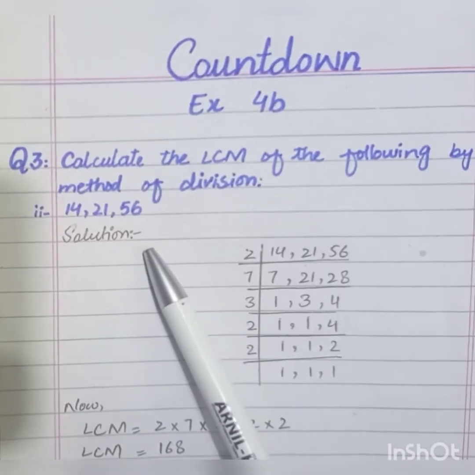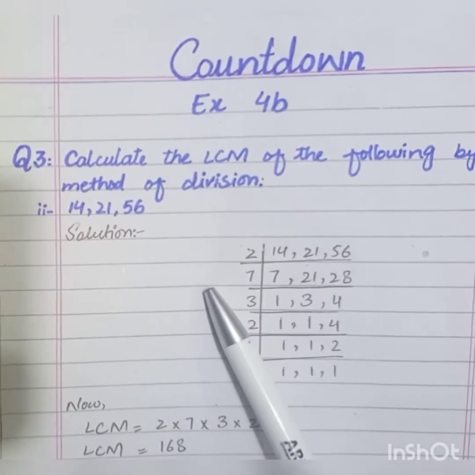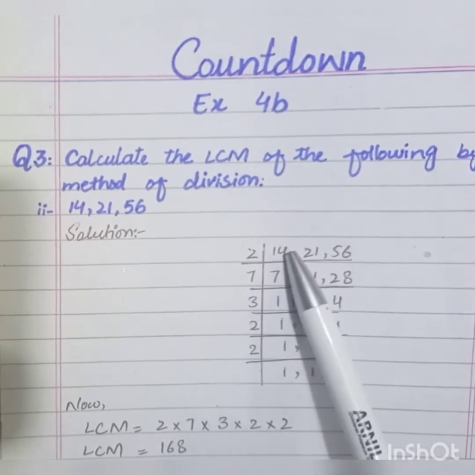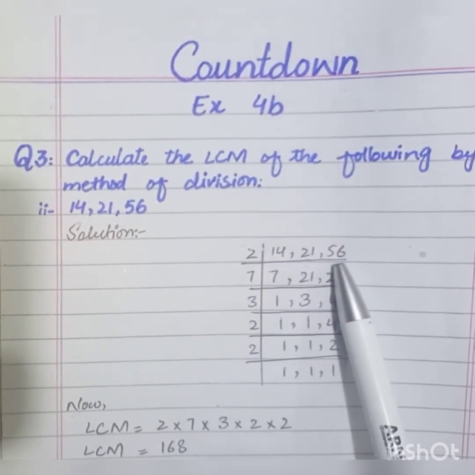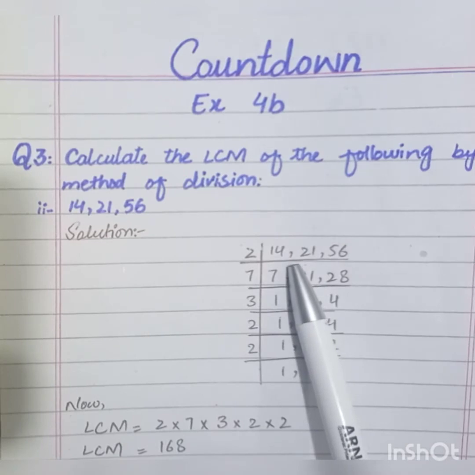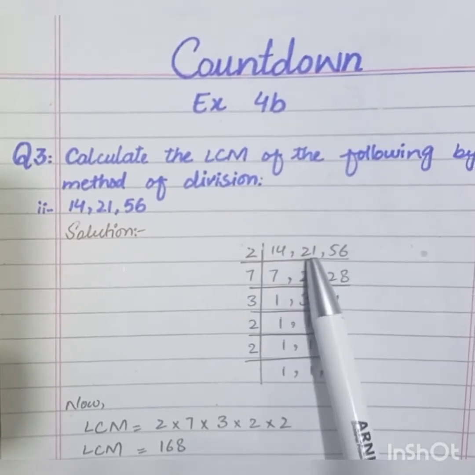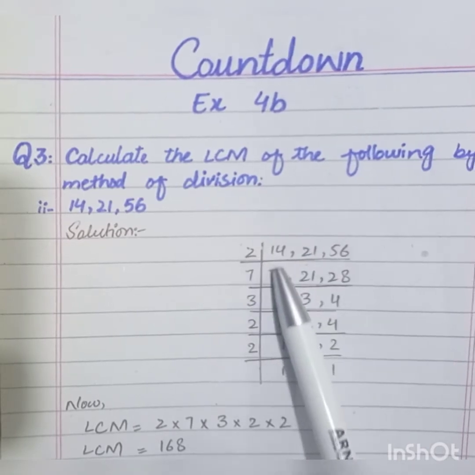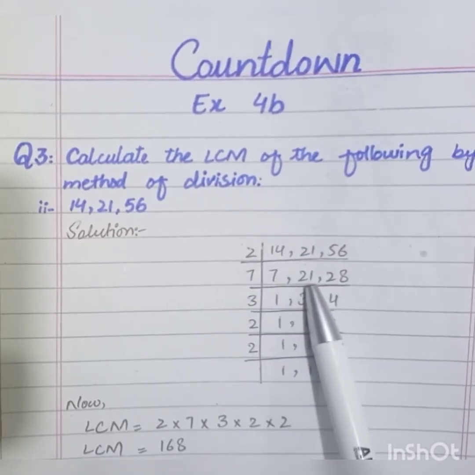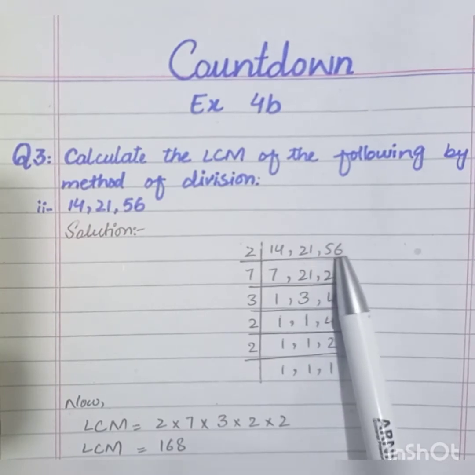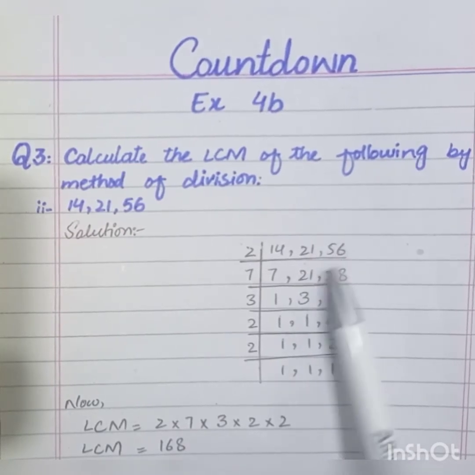Students, here is the solution and we have to find the least common multiple by division method. So we know that the numbers are 14, 21 and 56. First we will select the divisor 2 as it divides 14 and 56, and 21 will remain the same. So 2 sevens are 14 and 21 will be as it is, 2 twos are 4 and 2 eights are 16, as 1 will be carried here.